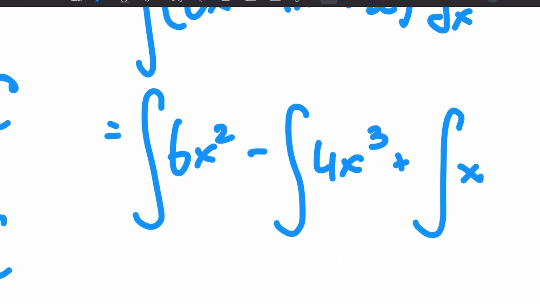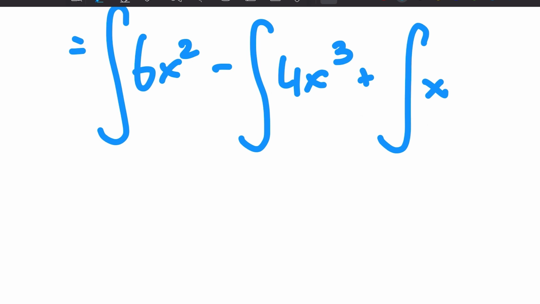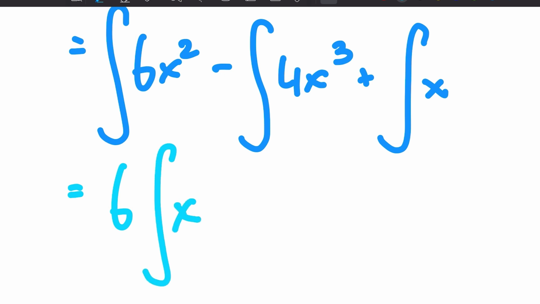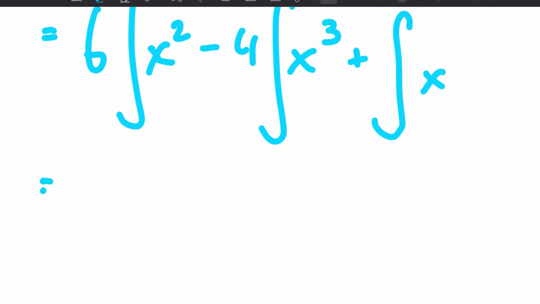And all of these should have dx with respect to x, but for teaching purposes, I'm just going to leave that out for now. And now you can remove the constant. So this will be equal to 6 times the integral of x squared minus 4 times the integral of x cubed plus the integral of x. This one doesn't have a constant. And then we'll just integrate it.